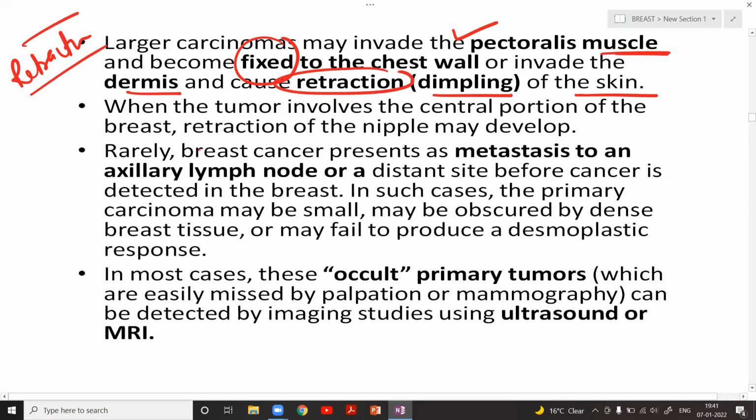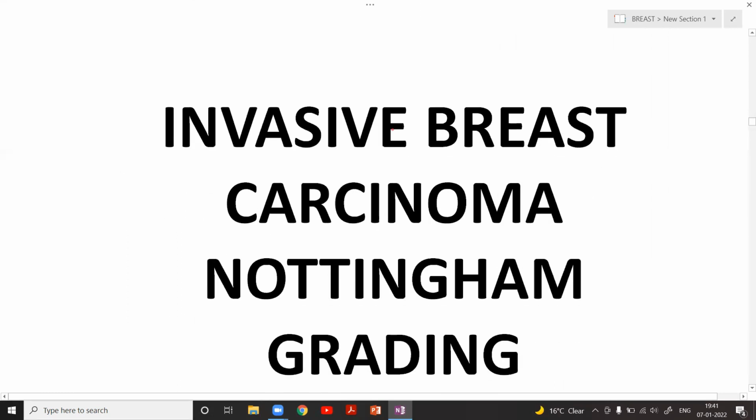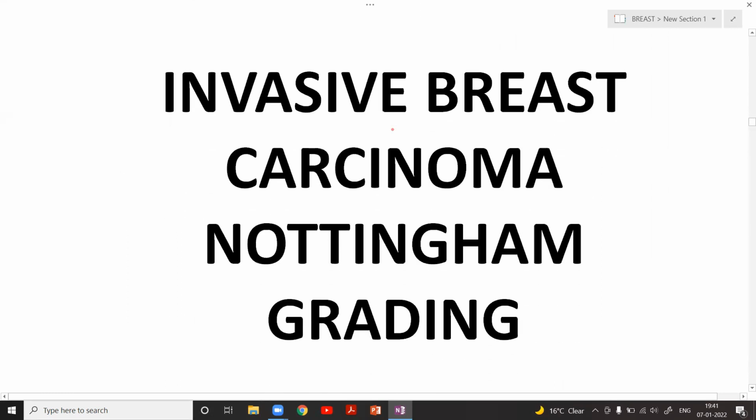Okay, and very importantly, very rarely it might be that a patient is not presenting with a breast mass. Instead, they are presenting with metastasis in the axillary node. So that is very rare. And just remember one important thing over here, that when we are going to read about invasive breast carcinoma, there are certain very important basic concepts that we have to keep in our mind.